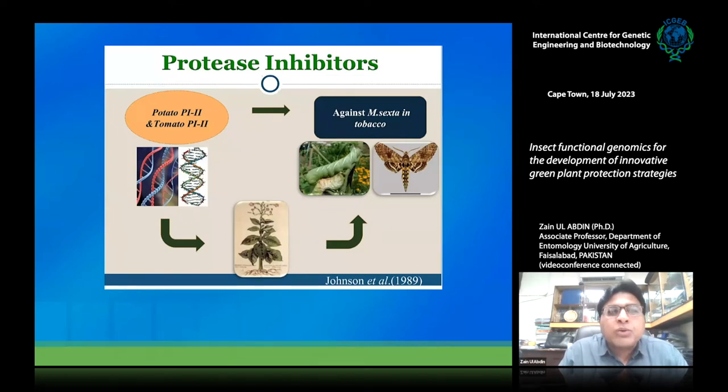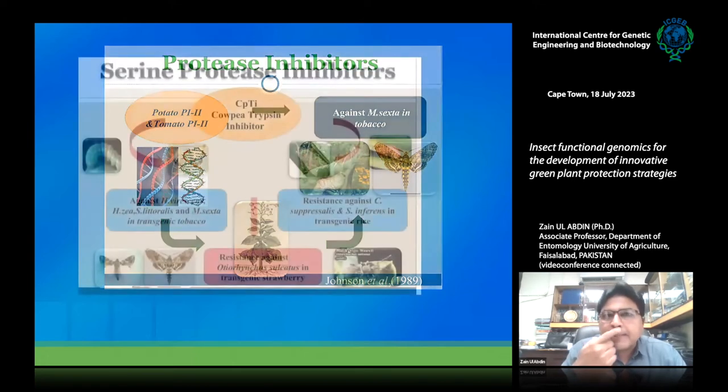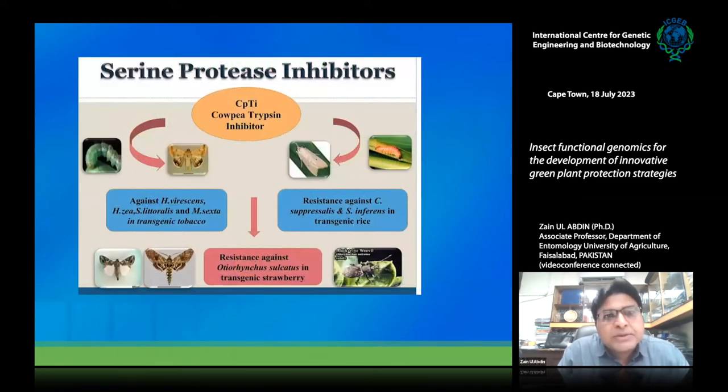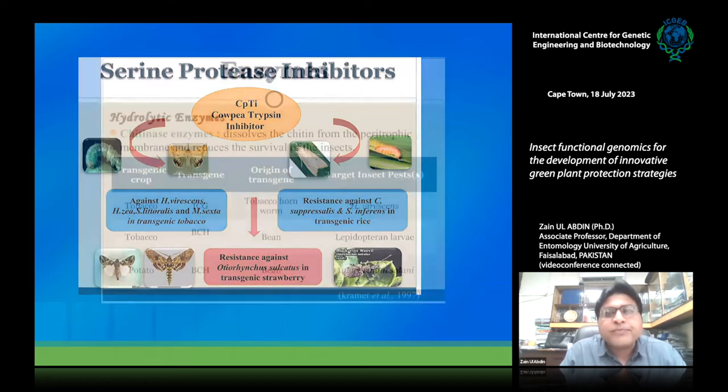In particular, potato and tomato are protected against the attack of Manduca sexta due to the presence of protease inhibitors. Like serine protease inhibitors, they are also protected against Helicoverpa armigera, which is a serious and voracious feeder of these plants, and Spodoptera littoralis and Manduca sexta in transgenic tobaccos.